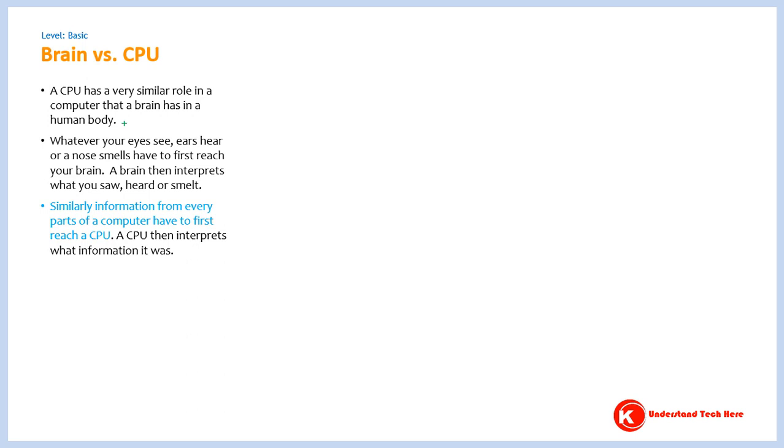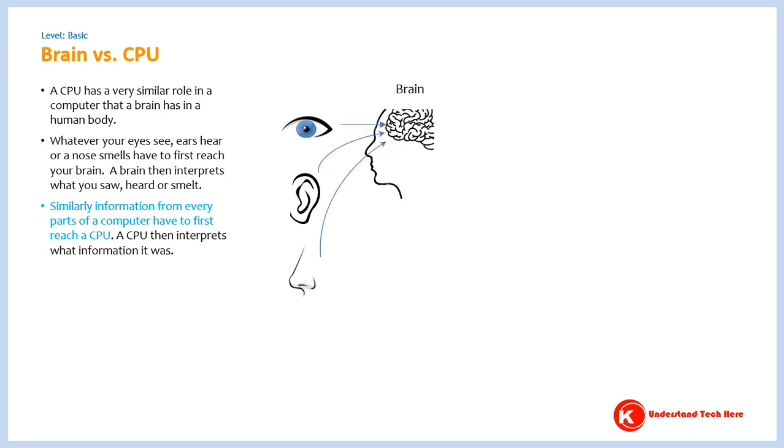A CPU has a role in a computer very similar to the role a brain has in a human body. Whatever your eyes see, ears hear, or your nose smells, they all have to reach your brain. A brain then interprets what you saw, heard, or smelled. Think about this. When you wake up in the morning, can you tell what you heard in your sleep? No. So why was it? Was your ear closed while you were sleeping? No. In fact, your brain was not active. So, if anything doesn't reach the brain, then you wouldn't know what it was.